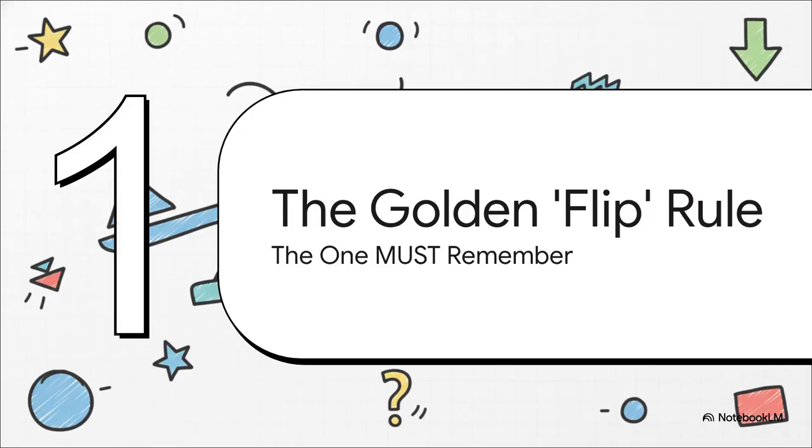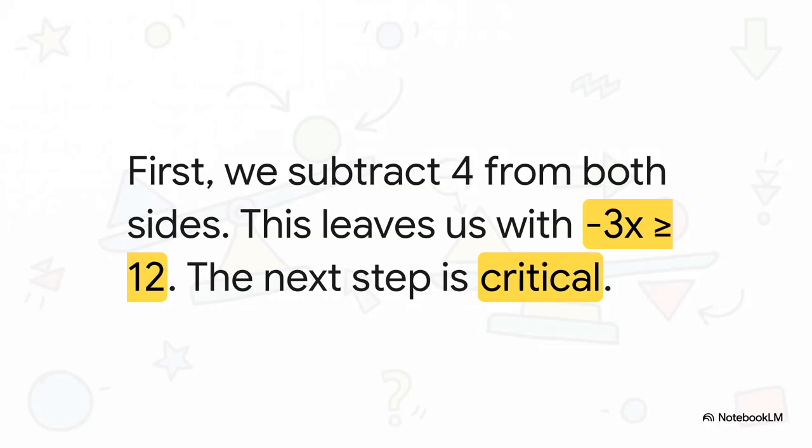All right, this brings us to what is, without a doubt, the most important part of this whole explainer. I like to call it the golden flip rule. And honestly, if you walk away with just one thing today, please make it this. Okay, so just like before, let's get the easy stuff out of the way first. We'll subtract 4 from both sides of the inequality. That leaves us with negative 3x is greater than or equal to 12. And there we go. We've arrived at that critical moment.